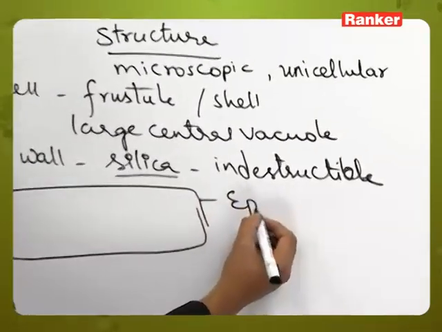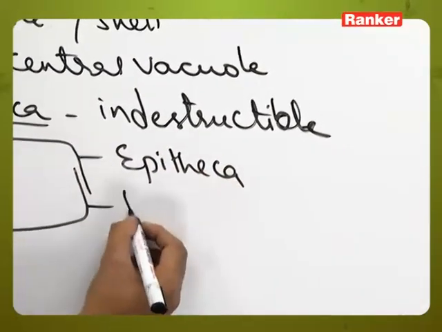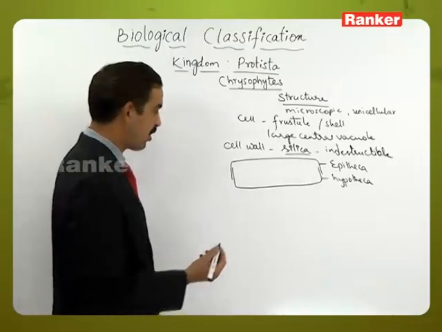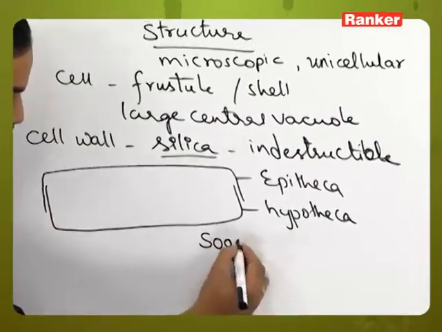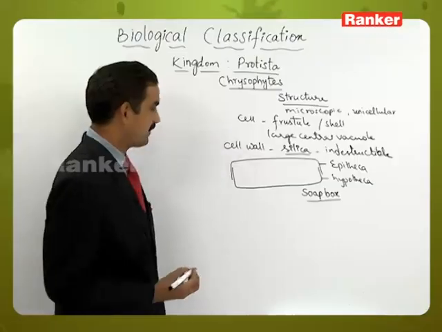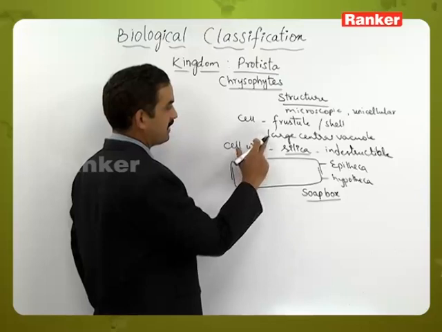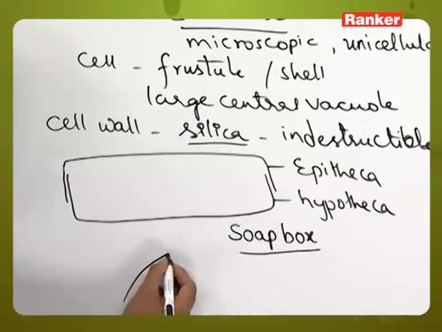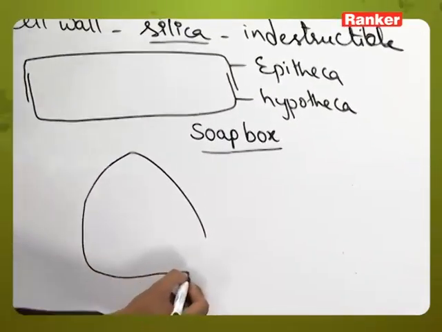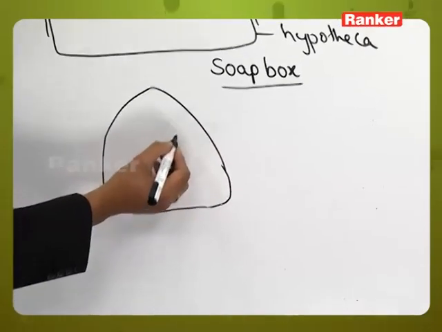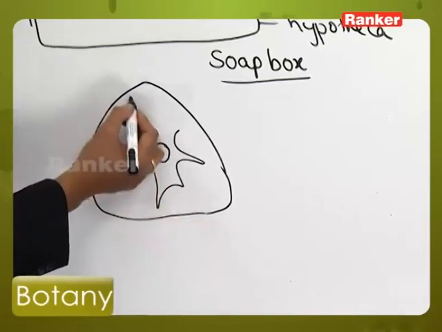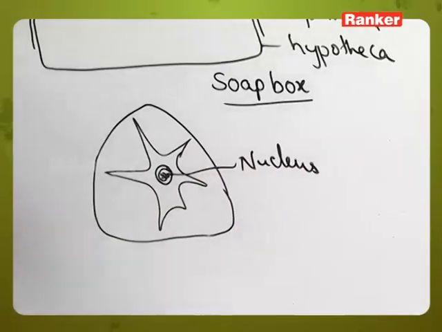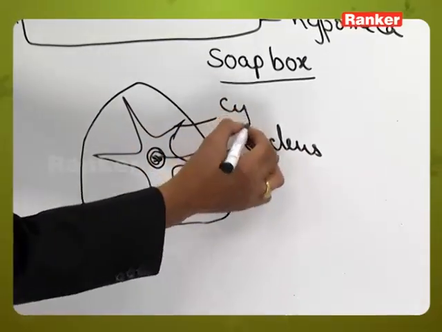The upper shell is called the epitheca and the lower shell is called the hypotheca. The two shells appear like a soap box like organization, and the cell wall is encrusted with silica with some type of design sculpturing on it. If you observe the internal structure, it contains the nucleus in the center, which is a true nucleus. That's why these are eukaryotic in nature, and these are the cytoplasmic strands.